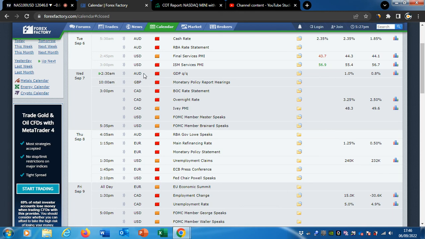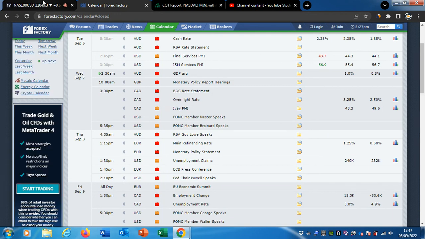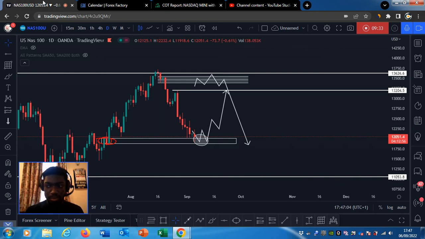Tomorrow, Wednesday, we have GDP for the Australian dollar. We have the monetary policy meeting. We have the interest rate statement for Canada. So there's a lot of high impact news coming out tomorrow, so we should look out for that as well and see what the Fed has in store. The GDP is important, another factor for economic growth. All these things need to be taken notice of, especially when you're trading the financial market. So please keep these in mind and consider them before you trade.